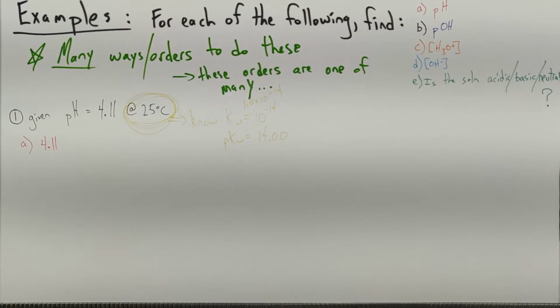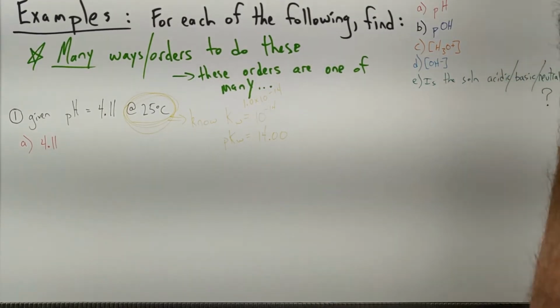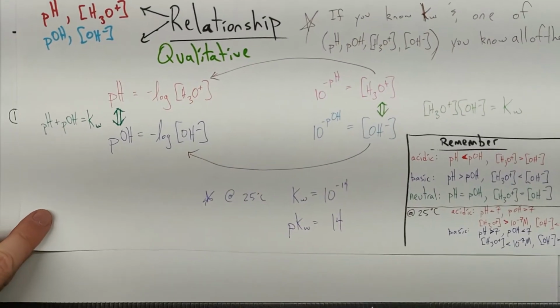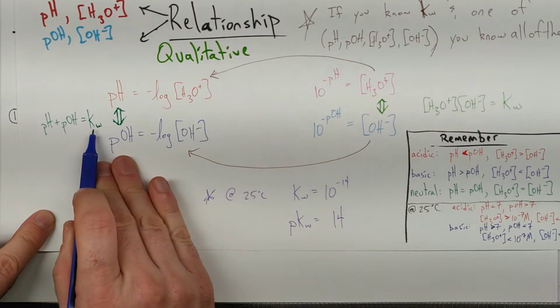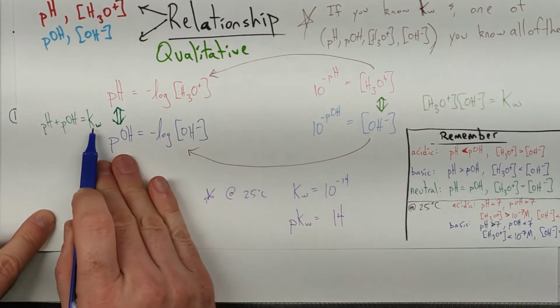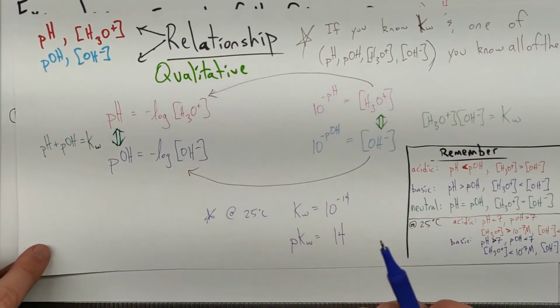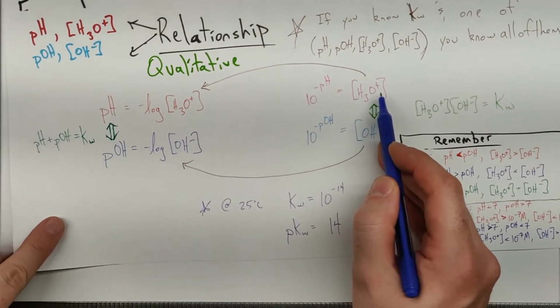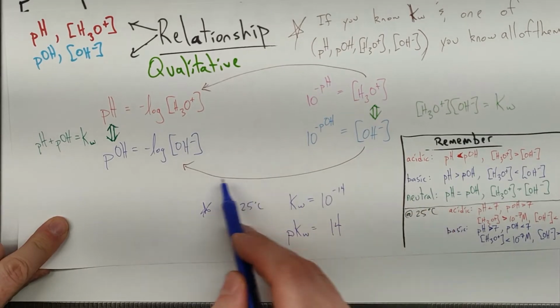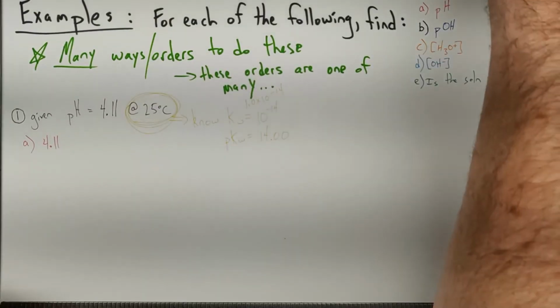For part B, we're asked for a pOH, and there's a couple ways you can do it. I think the easiest way for us at this point is just to say that pH plus pOH should be pKw, all right? And I'll just mention, you could use your pH to get an H3O+, to get an OH-, to get a pOH. And that's a lot of times how I do it.